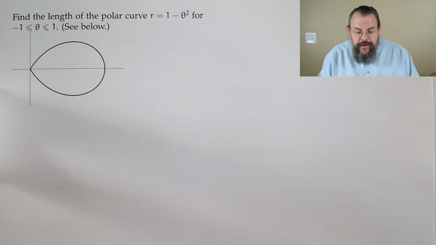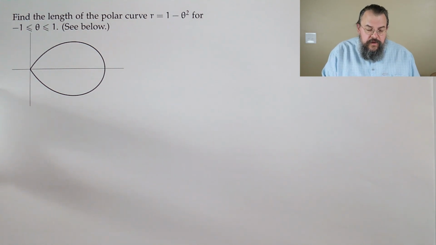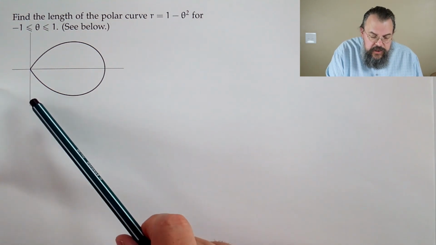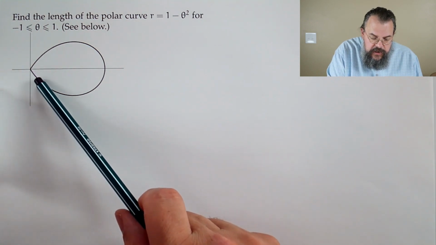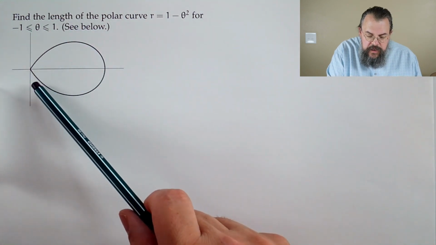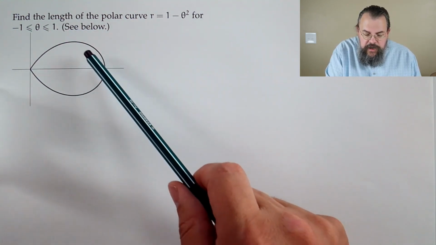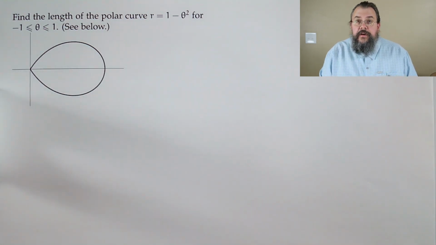Find the length of the polar curve r equals 1 minus theta squared. Theta runs from -1 to +1. So it's this really kind of curious loop. This angle here is -1, and this angle here is +1, and we have this sort of almost teardrop kind of shape going out to the side. This is theta equals 0.